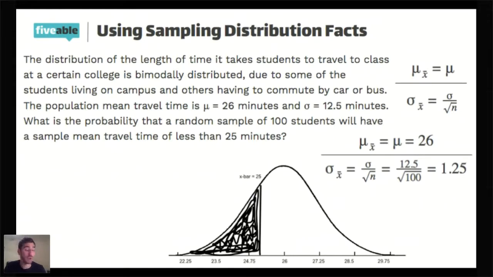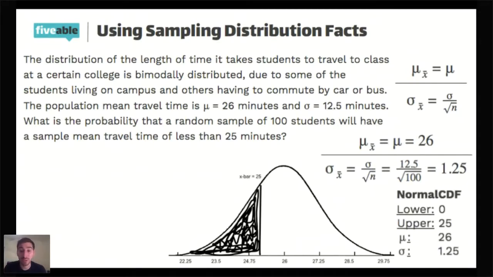I like to use my handy dandy normal CDF button on my calculator once I've got a picture sketched and labeled. Others would calculate a z-score using 26 as the mean, 1.25 as their standard deviation, and 25 as the individual, getting a z-score of negative 0.8. Trust me, the math checks out. And then going to look at their table A normal distribution probabilities to find a probability. I would type it into my calculator using the normal CDF command, but either way I go, I'm going to find a probability of about 0.2118.